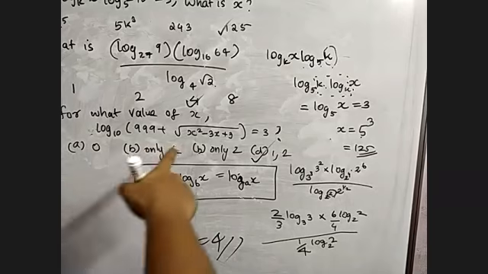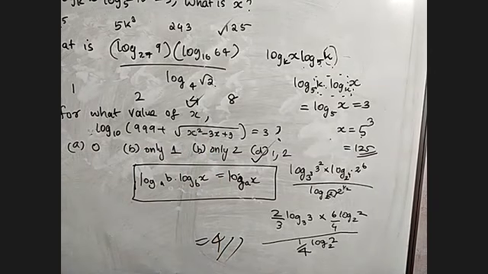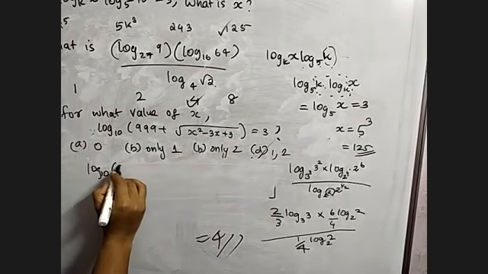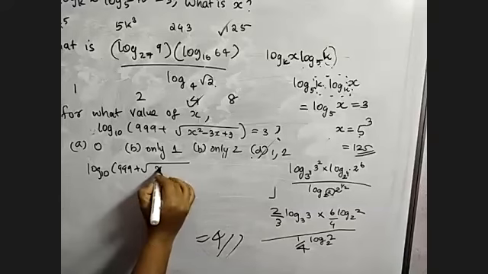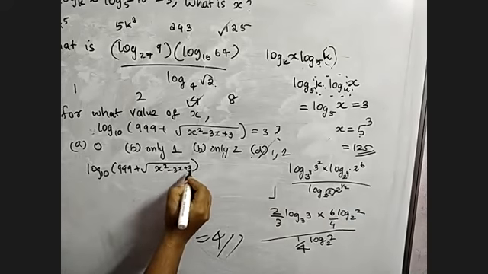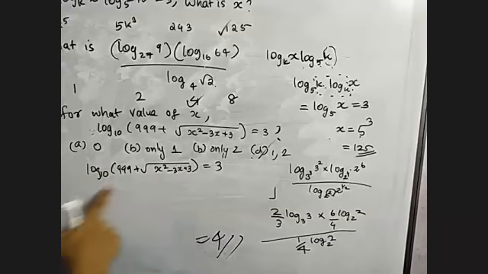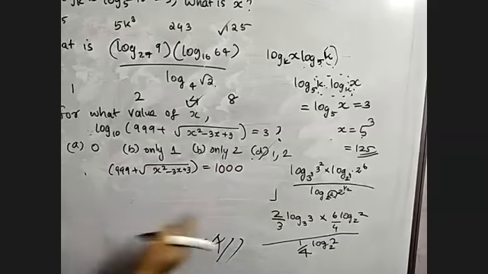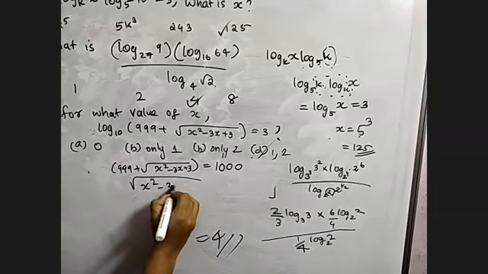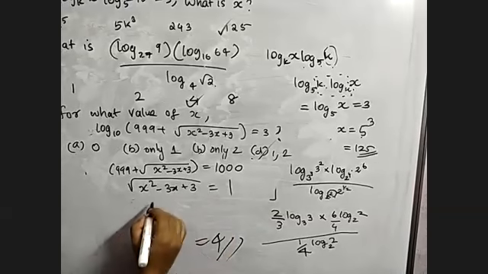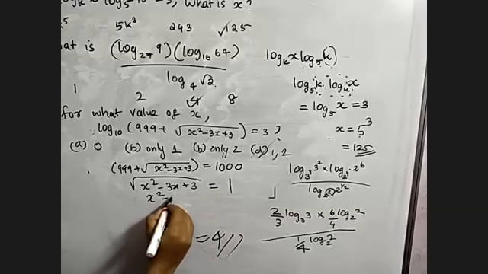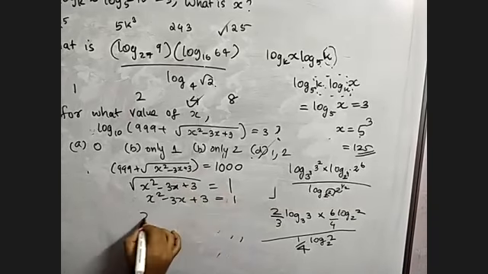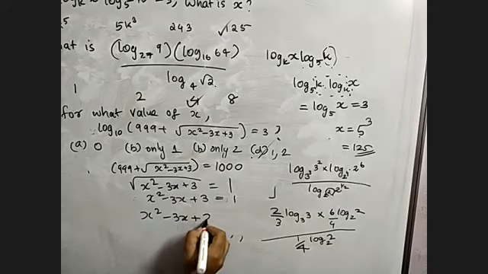Now, how to do this question? Log to the base 10 of 999 plus root of x square minus 3x plus 3 is equal to 3. Take this side, so this will become 10 raised to 3, that is 1000. Take 999 to that side. Root of x square minus 3x plus 3 is equal to 1. Squaring, you get x square minus 3x plus 3 equal to 1. Take 1 to this side, you get x square minus 3x plus 2 equal to 0.